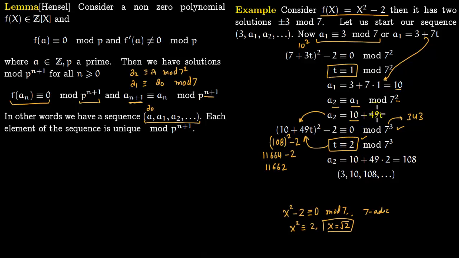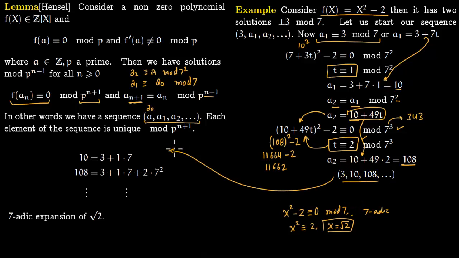Now plug in t equals 2 here. So this we are going to copy right here. Plug in t equals 2, you get a2 as 108. So again you get an expansion like this. So this is how it will look like. So you started with 3 here. This is the 3. Then 10 is 3 plus 1 times 7.